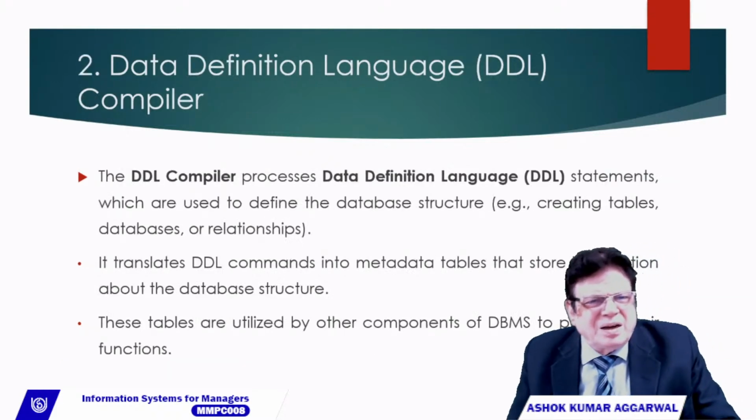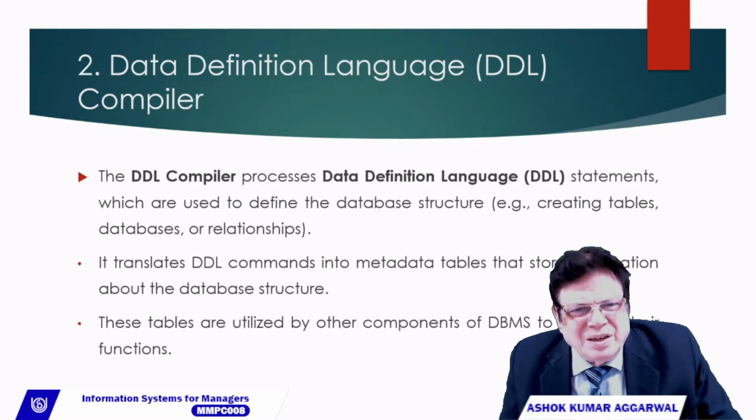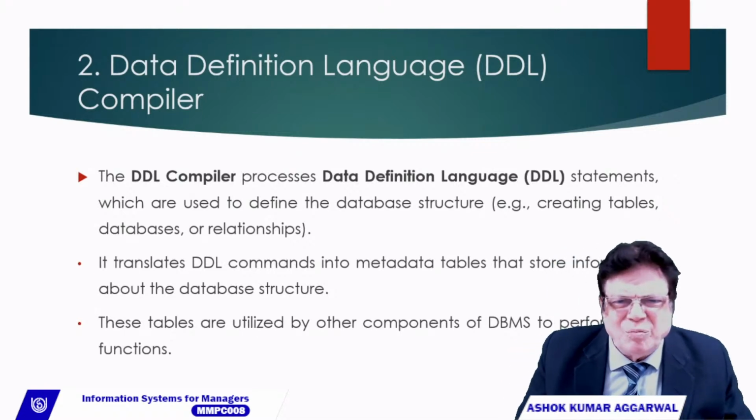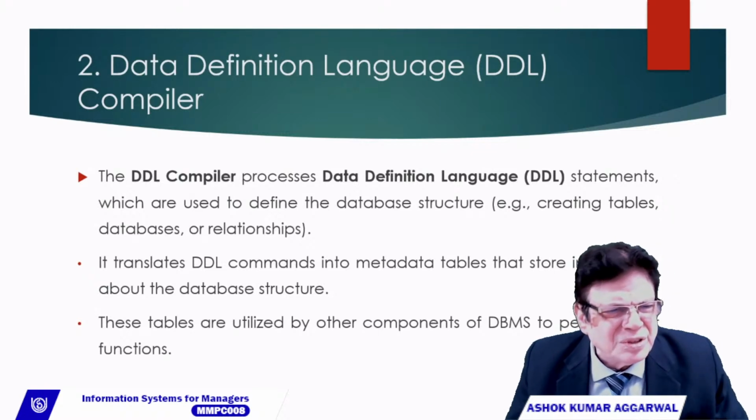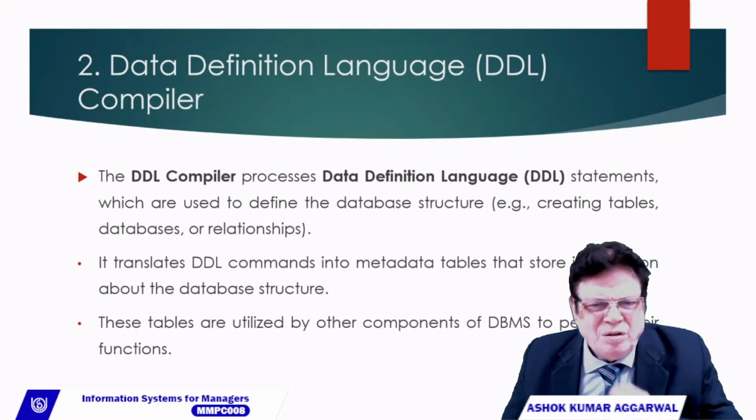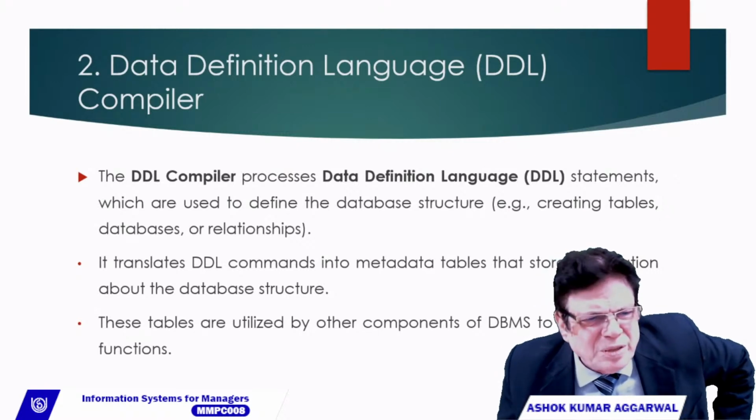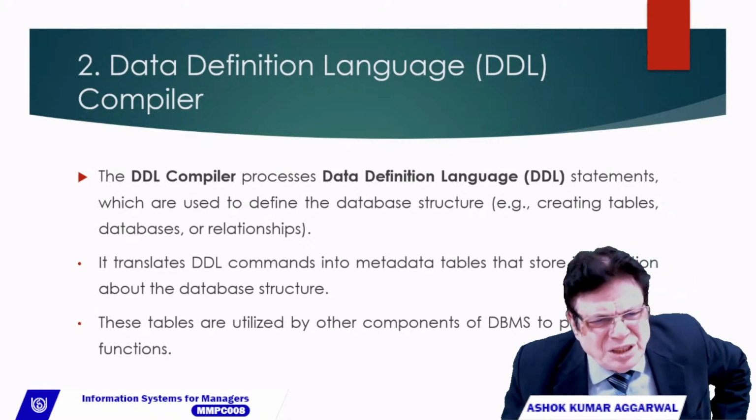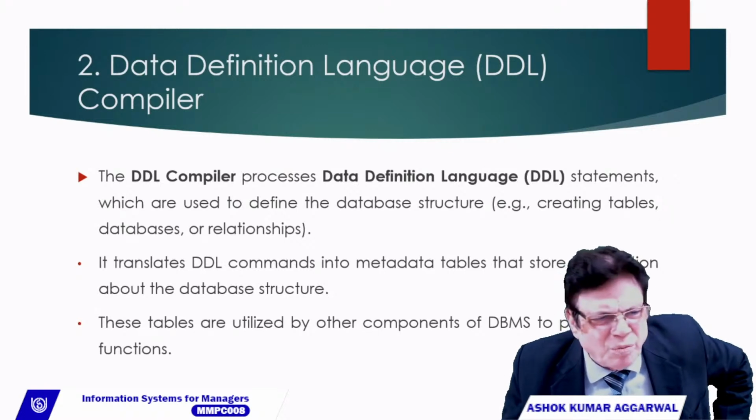The DDL compiler processes data definition language. DDL means data definition language. Data definition language DDL statements are used to define the database structure, that is creating tables, databases, or relationships. Next, it translates DDL commands into metadata tables that store information about the database structure. These tables are utilized by other components of DBMS to perform their functions.